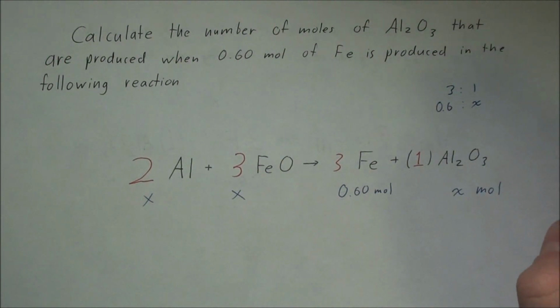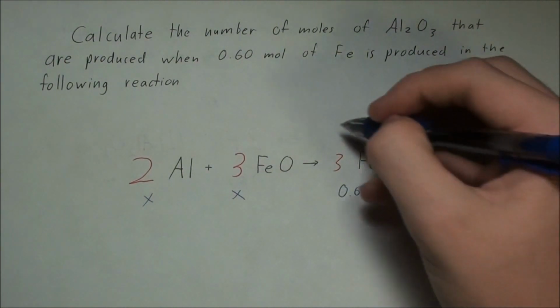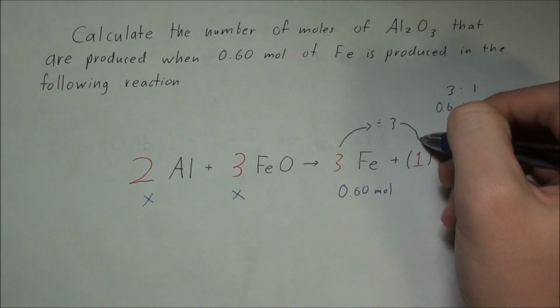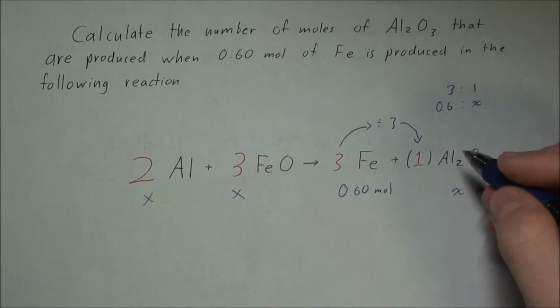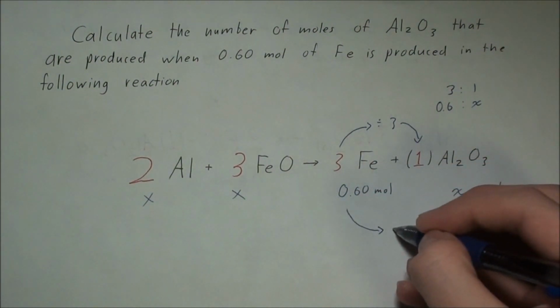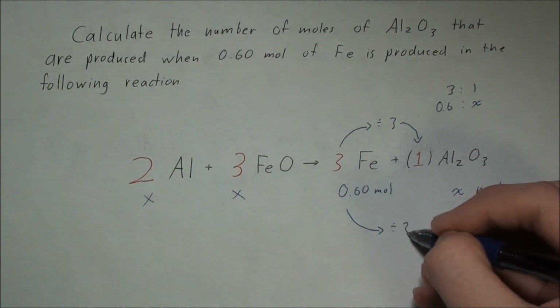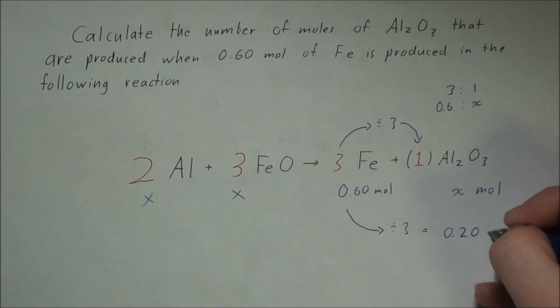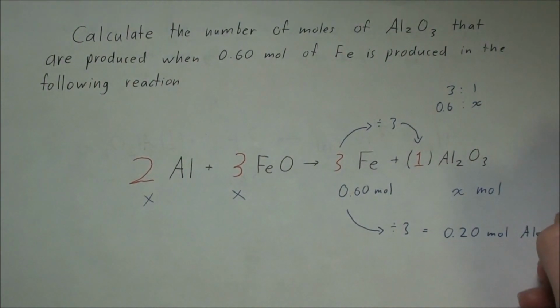So the key fact here is that we have 3 and 1. There's a pattern. It divides by 3 to get there. So the same thing, since it's moles, we can do the same thing here. Just divide it by 3. And you will come out with 0.2 mole of aluminum oxide.